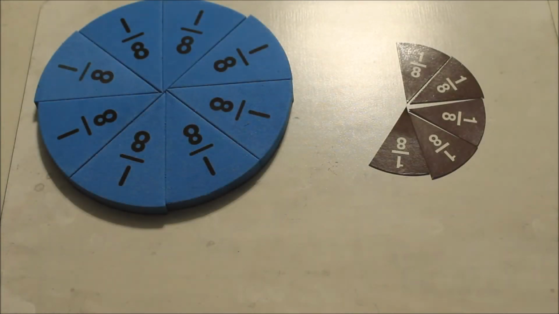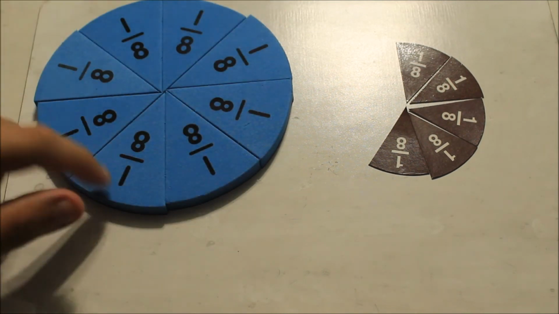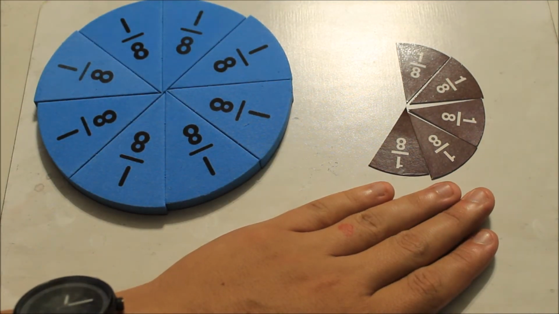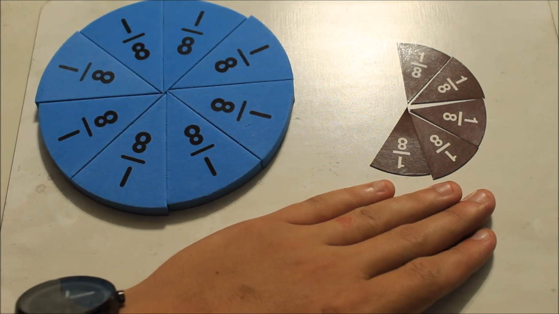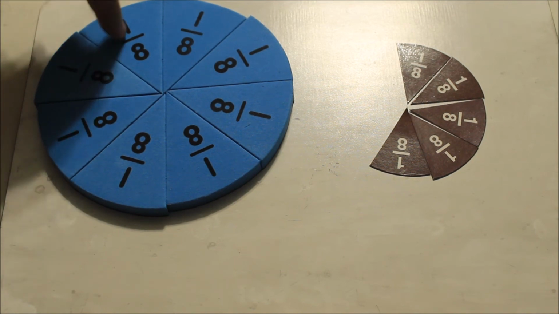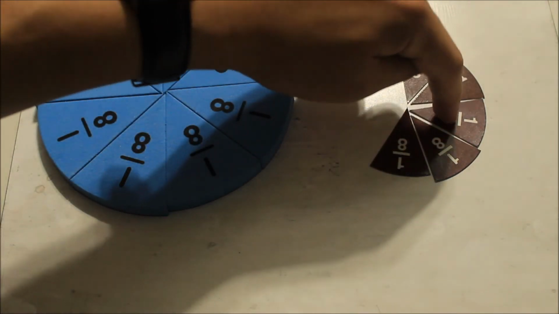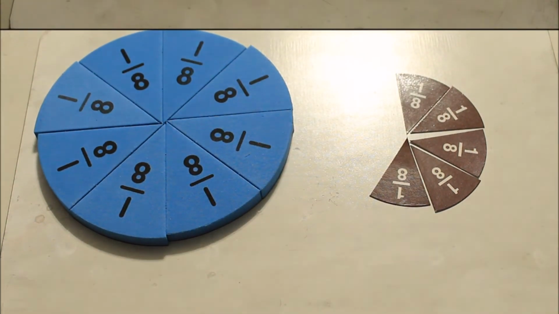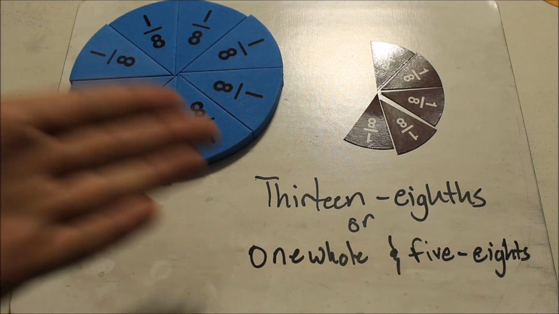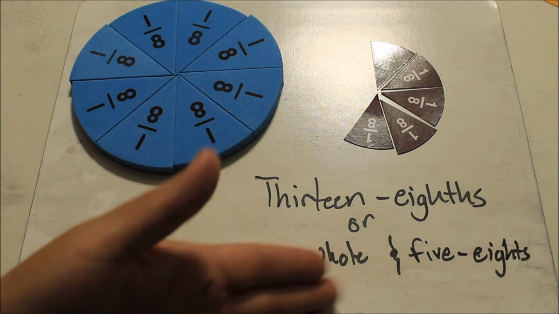Let's look at eighths. I have my eighths on the board. Again, I have a whole that has been partitioned into 8 equal parts, and I have some eighths laying on the side. First thing we need to do is count all the eighths. 1, 2, 3, 4, 5, 6, 7, 8, 9, 10, 11, 12, 13. So these are the 2 different ways that I'm able to write the fractions on the board. 13 eighths, or 1 whole and 5 eighths.